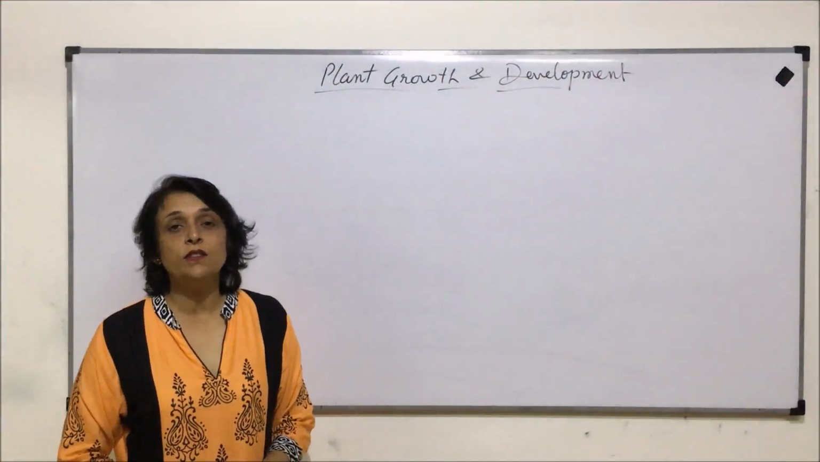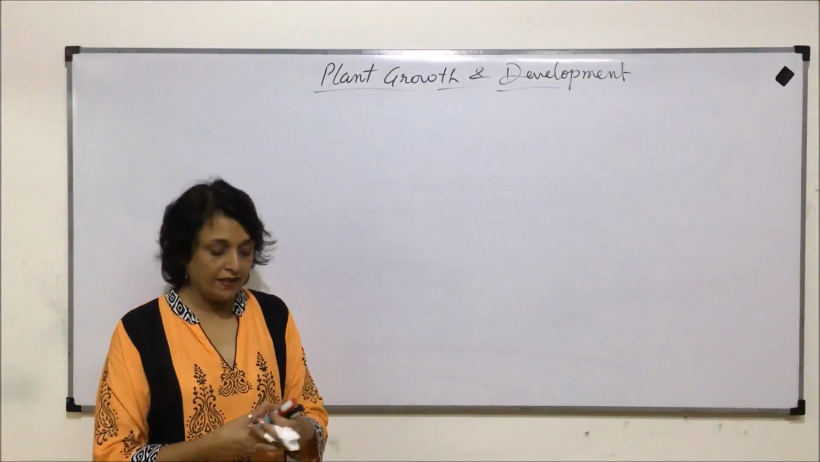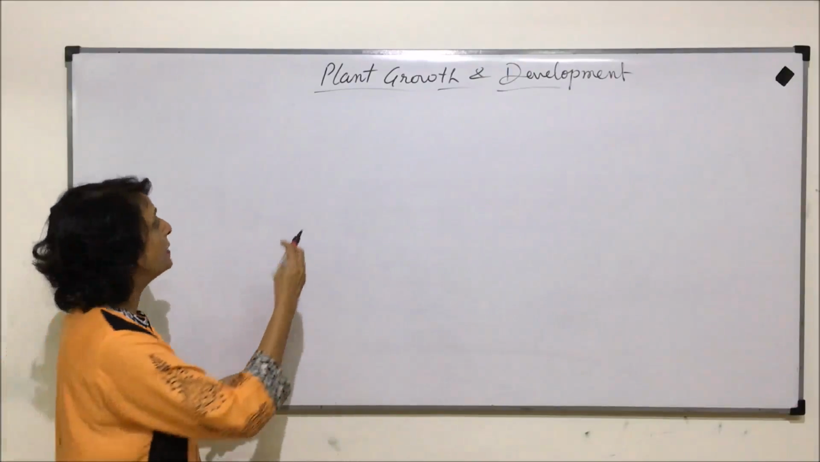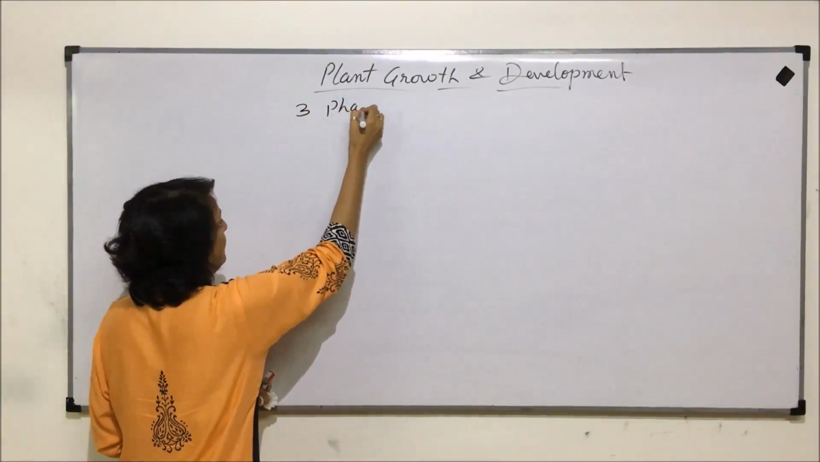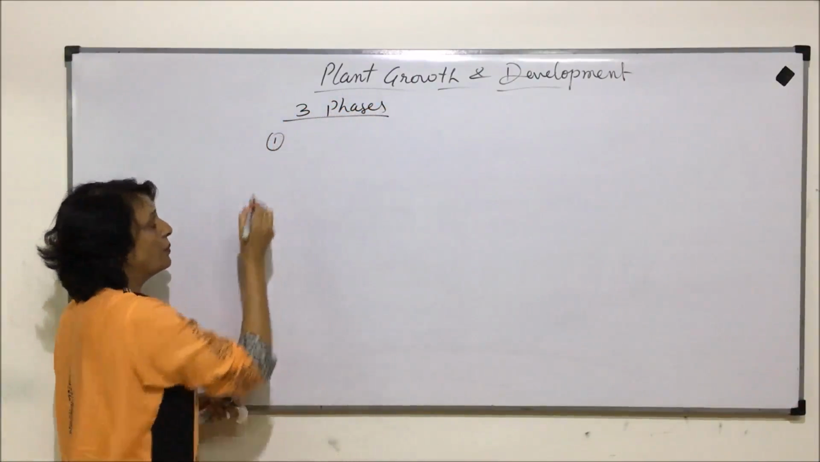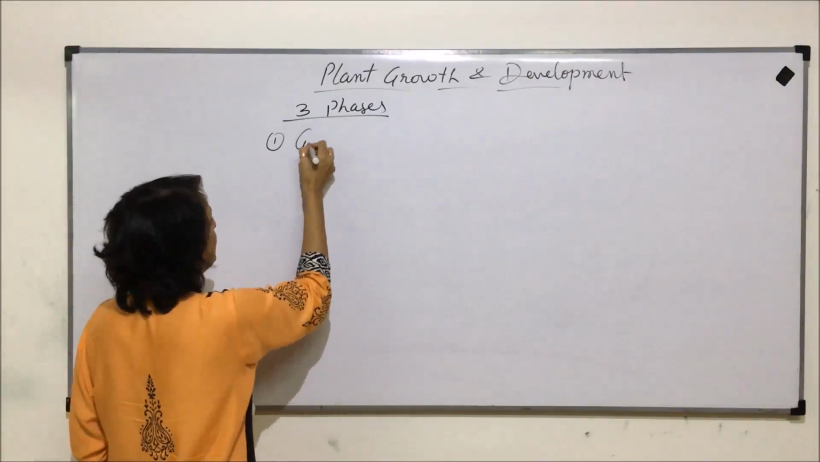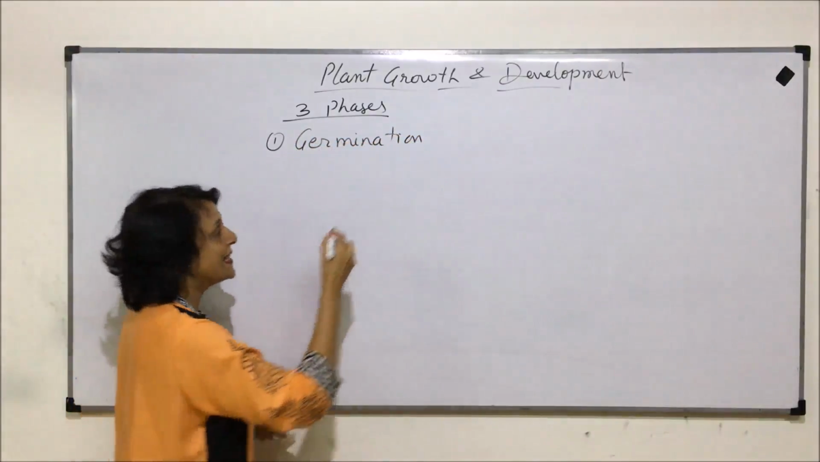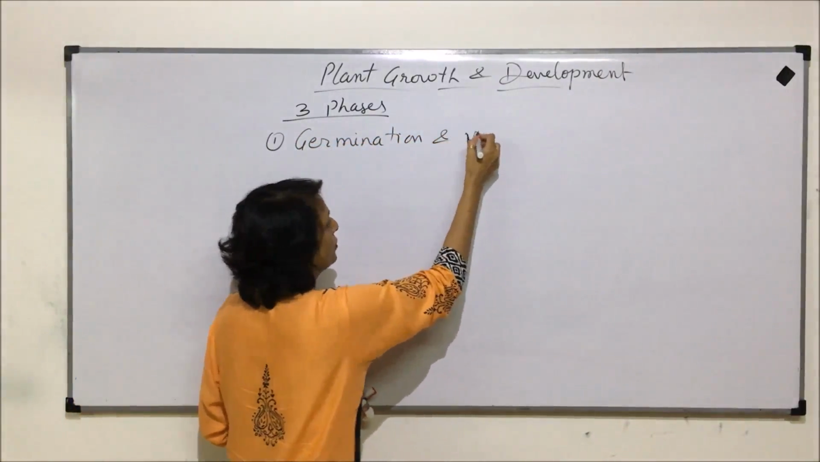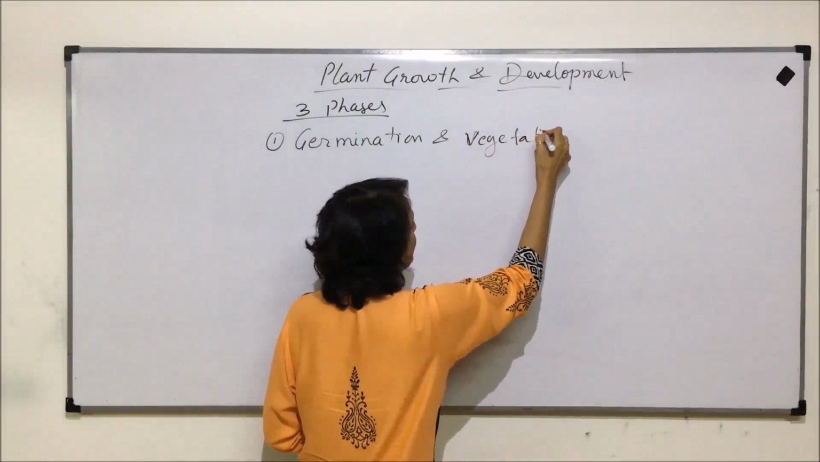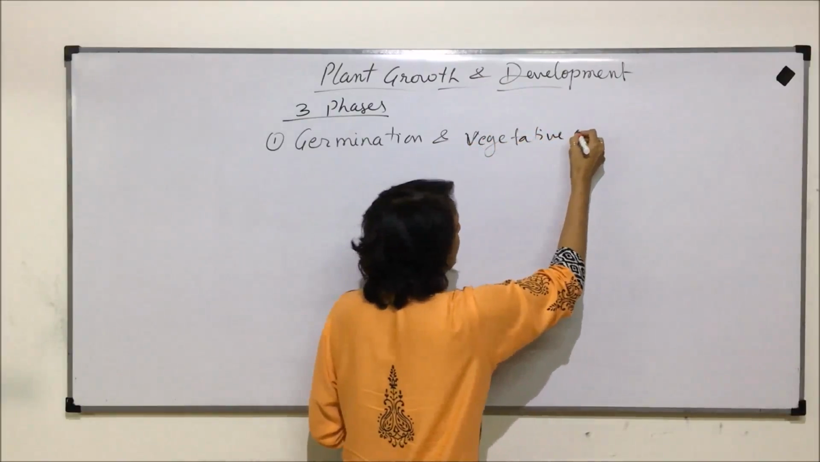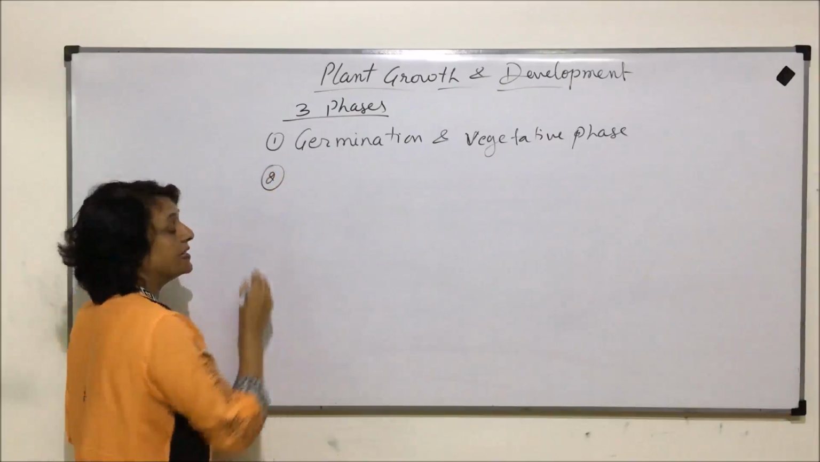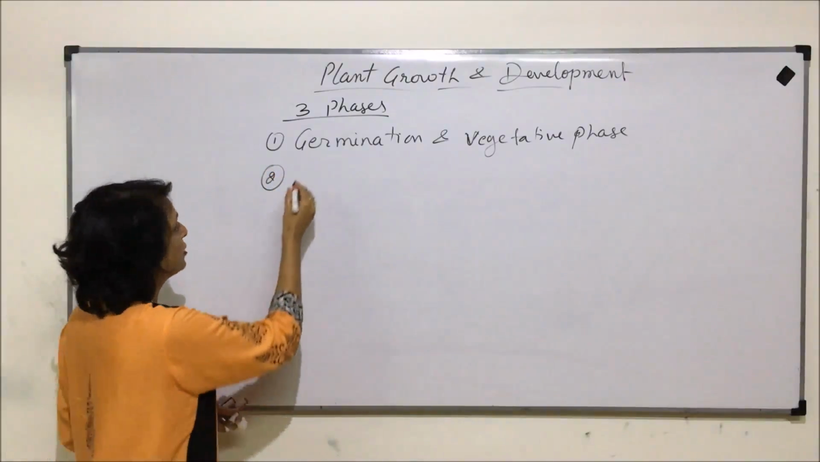Let us now talk about the phases of plant growth and development. So the entire period of plant growth and development can be divided into 3 phases. And these 3 phases would be the first, germination of the seed and vegetative growth, or we can also call it vegetative phase. The second is the reproductive phase where flowering takes place.